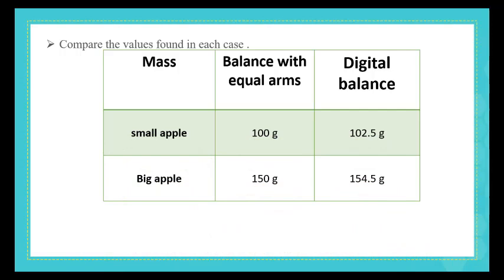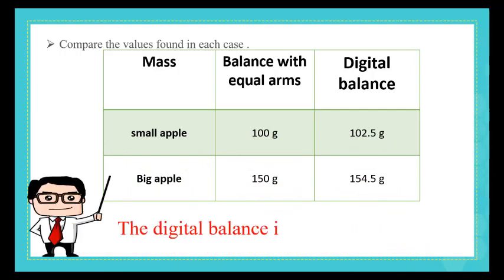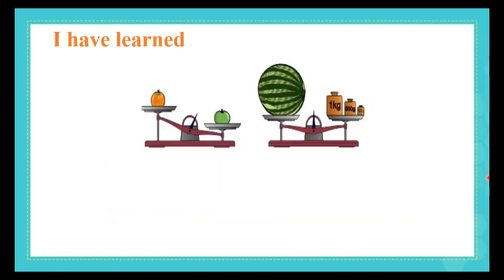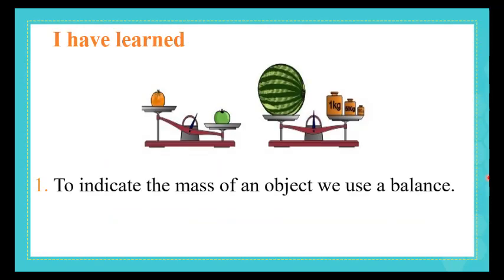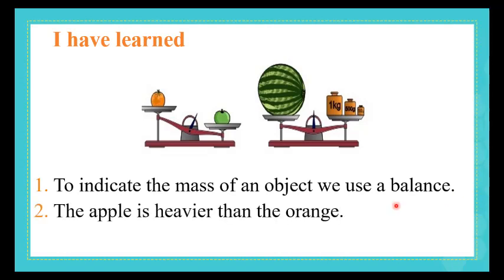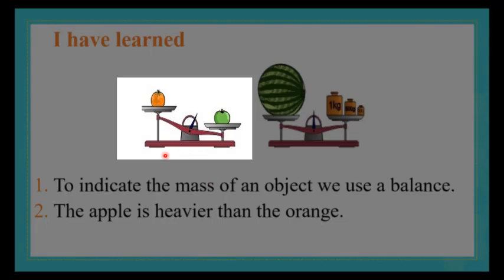Can you indicate which one is the more accurate balance? Of course, it's the digital balance that gives the exact value. Till now, you learned that to indicate the mass of any object, we have to use the balance. In the first balance, the apple is heavier than the orange.